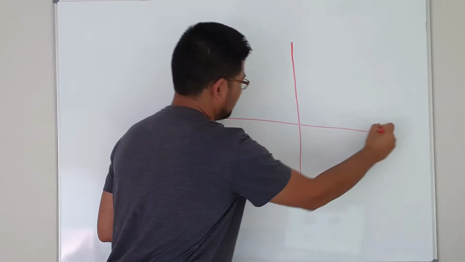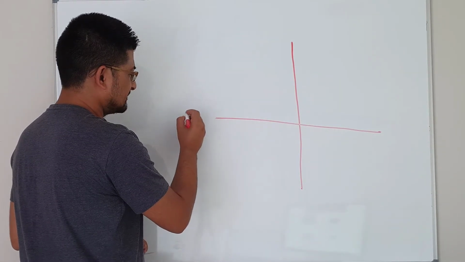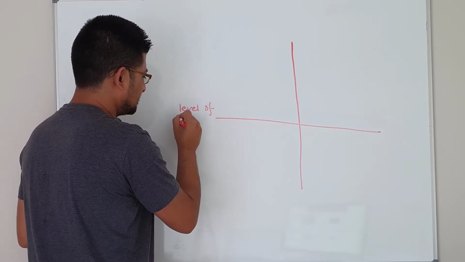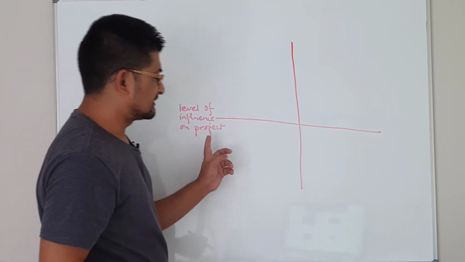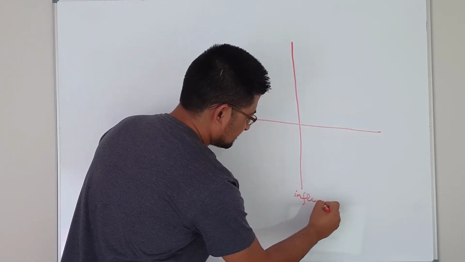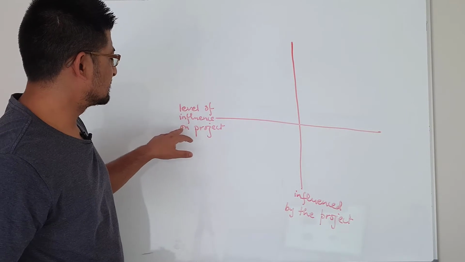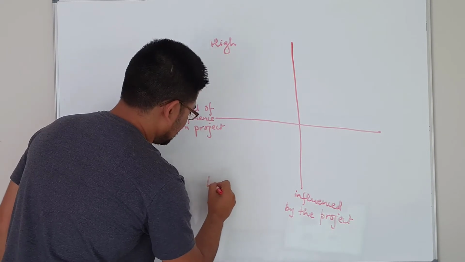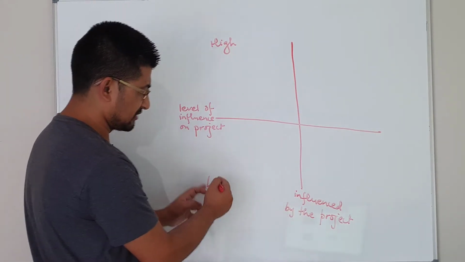Let's draw a graph. Let's say this is the x-axis and this is the y-axis. On the x-axis, it will be the stakeholders' influence on the project, whereas here we will write influenced by the project. So for the level of influence on the project, if it is here it will be high, if it is here it will be low. And how much they are influenced by the project, if it is here low, if it is here high.